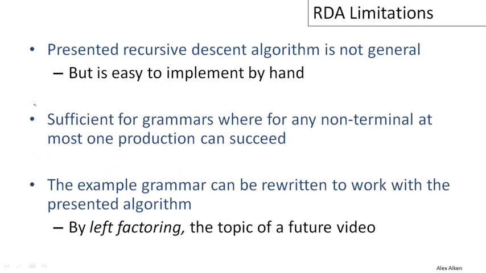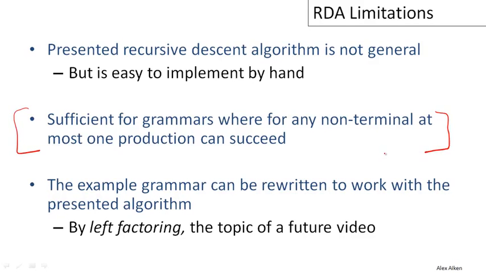Now, the reason for showing this particular algorithm is that it's easy to implement by hand. So this is an approach to recursive descent that, while it has this limitation, as you can see, is very mechanical and very straightforward for designing a parser for a given grammar. And it will work for a rather large class of grammars. So in particular, it'll work for any grammar where for any non-terminal, at most one production can succeed.